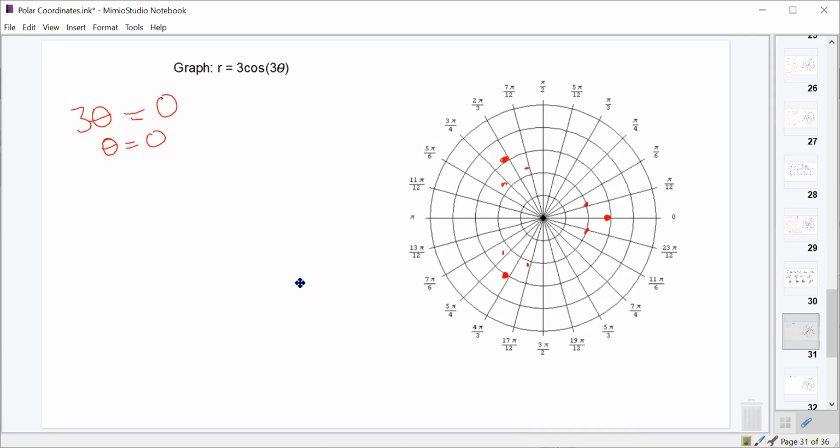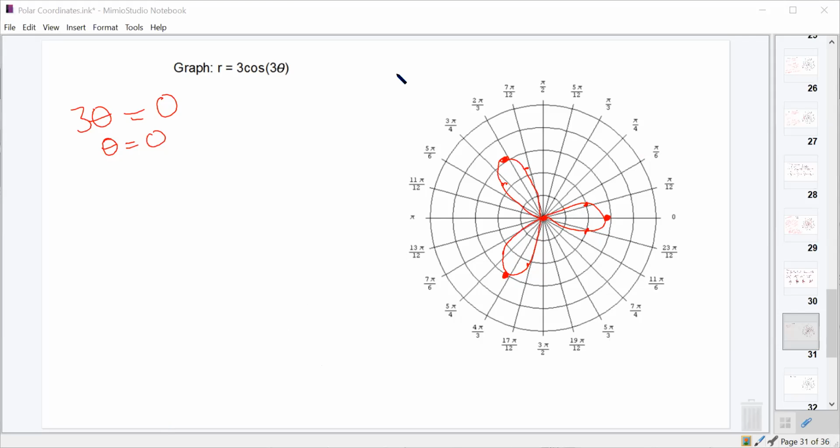Okay. And then what about if I were to plug in pi over 6? 3 times pi over 6 is pi over 2, and what's the cosine of pi over 2? 0. So I'm already right back to the origin, or to the pole. So we should just end up with this very nice looking rose curve right there. Good?